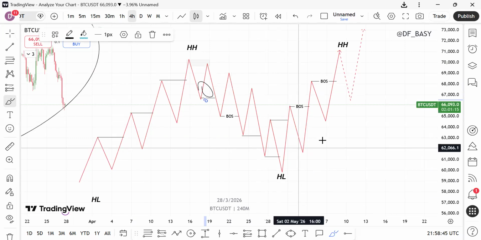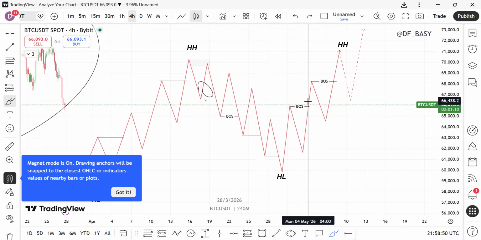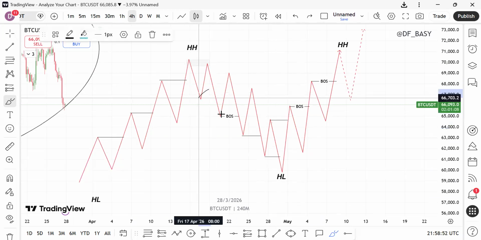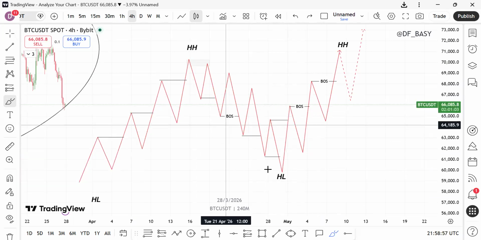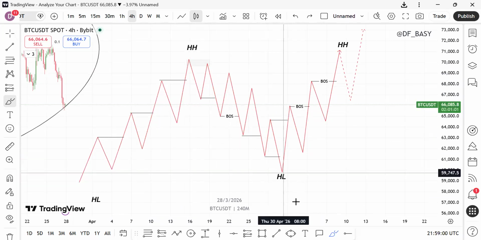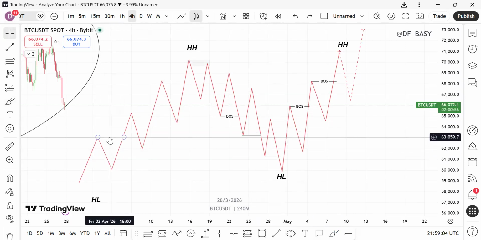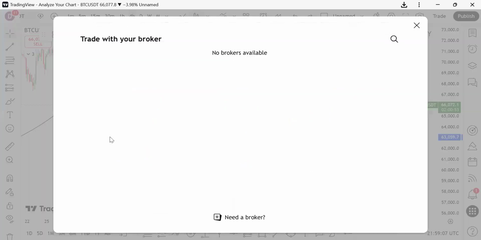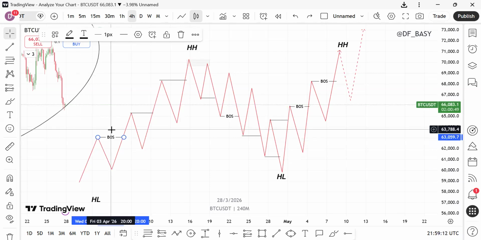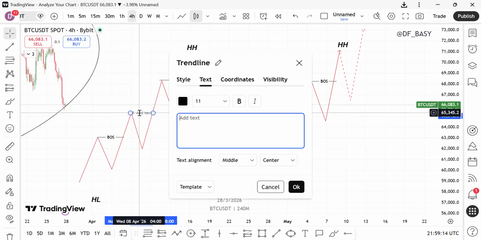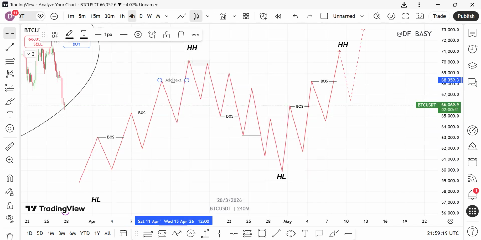What happened inside here? What happened here is what we call a change of character. So what was the character here? The character was that the market was always breaking structure. It's a behavior, a pattern. You have a BOS, a break of structure. That was the character the market had, a particular character, the trend.